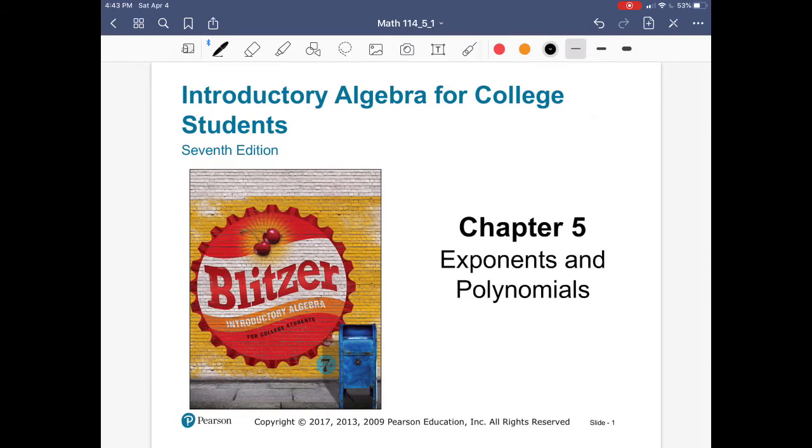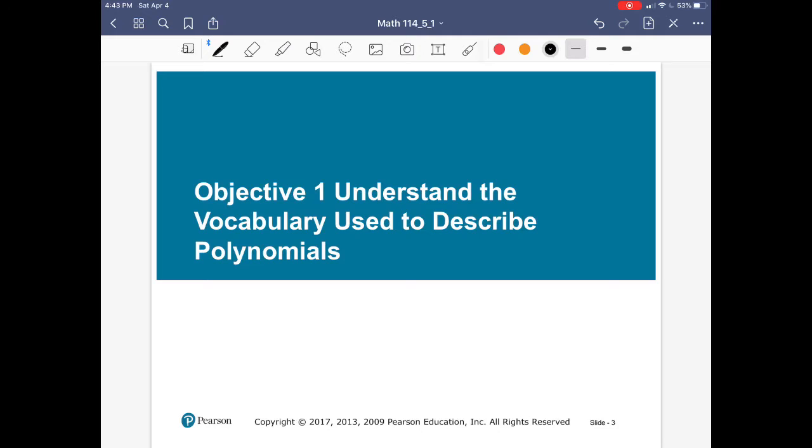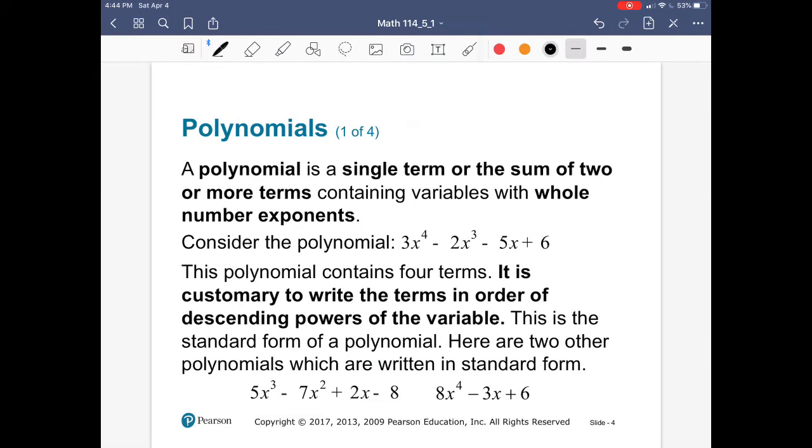114, 5.1, adding and subtracting polynomials. Objective 1, understand the vocabulary used to describe polynomials.